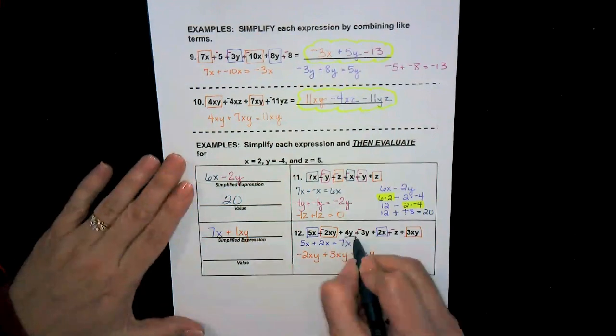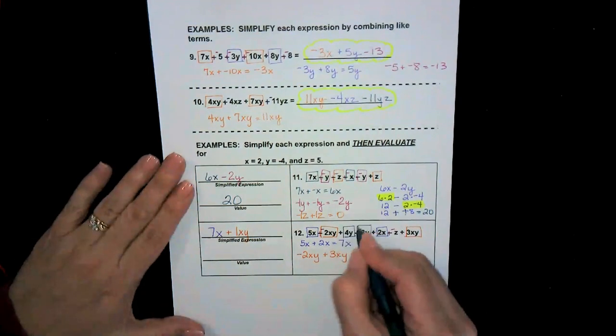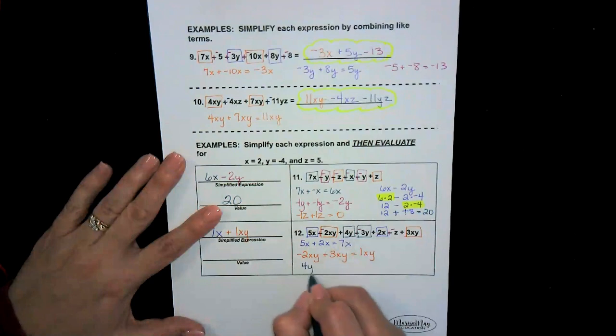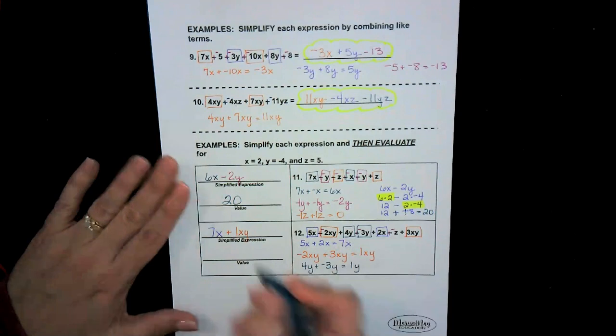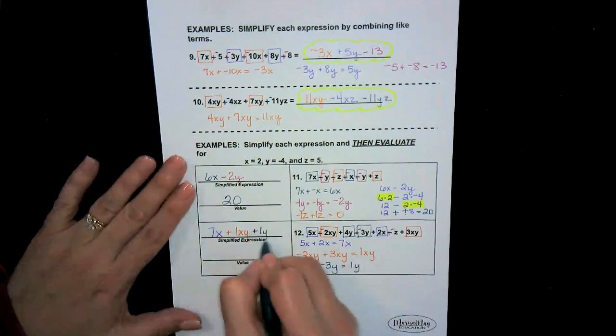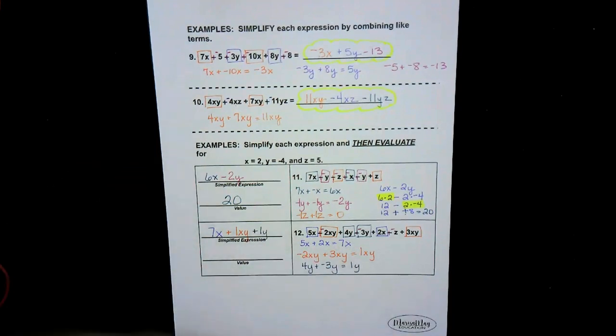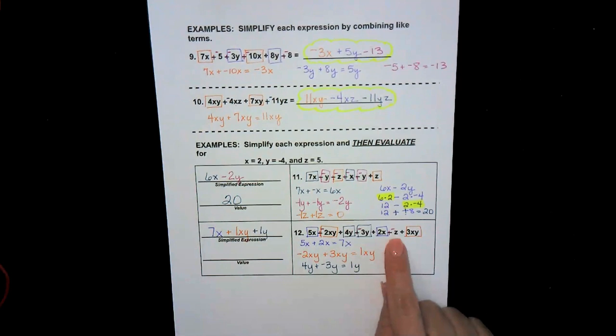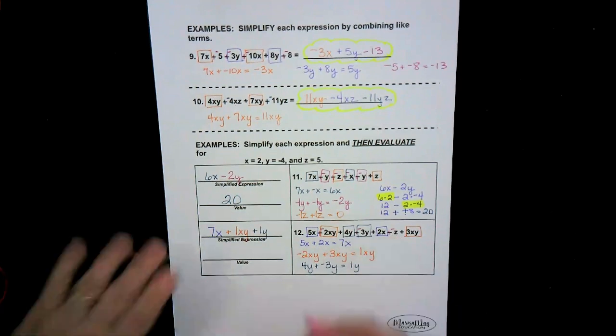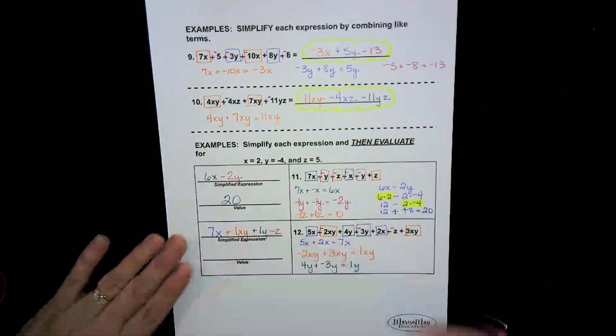Then let's do the y terms. So we got 4y and negative 3y. 4y, negative 3y. That'll give me 1y. Again, you can write the 1 or not. And friends, it looks like we just have one more left. So that negative z is going to be added on to our answer.